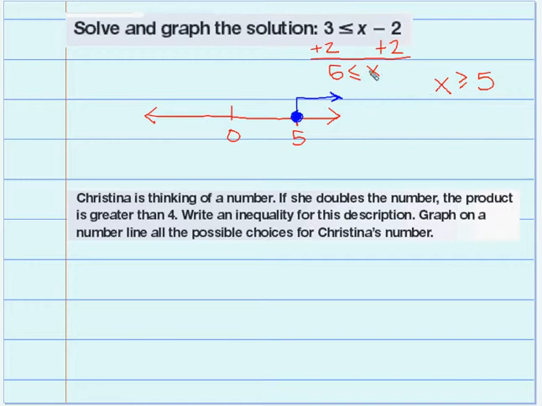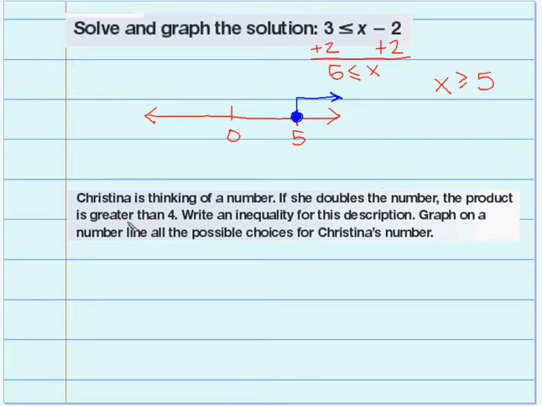So rewriting this so that I can say x is greater than or equal to 5 helps you see that the graph goes to the right. So when you rewrite, be careful. Make sure that you get the inequality symbol going in the right direction.